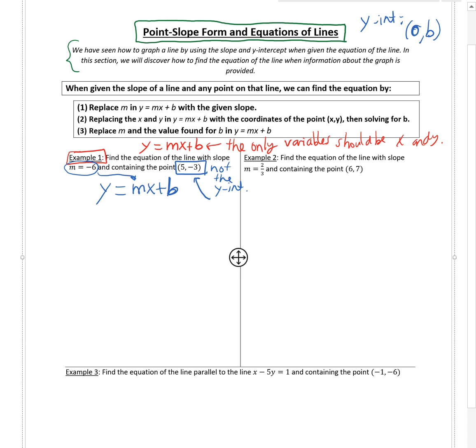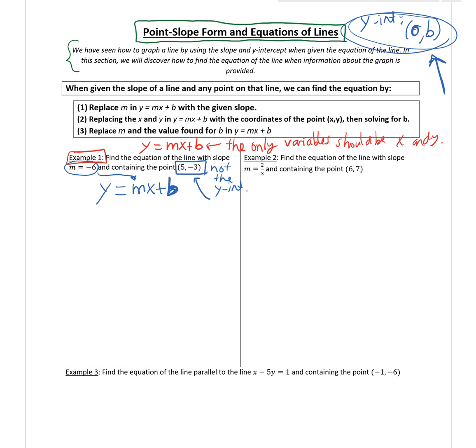I don't know b. They have given us another point. That point will allow us to find b, but b will not be either of those values. b will not be 5 and b will not be -3. We'll have to find another way to use that point to figure out what b is. So be careful. You're not going to replace b with either of those values. You could only do that if you were given a point of the form (0, something).